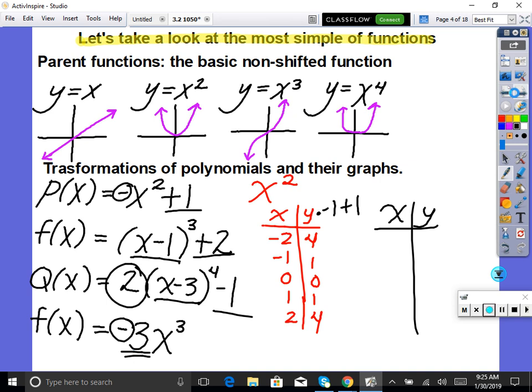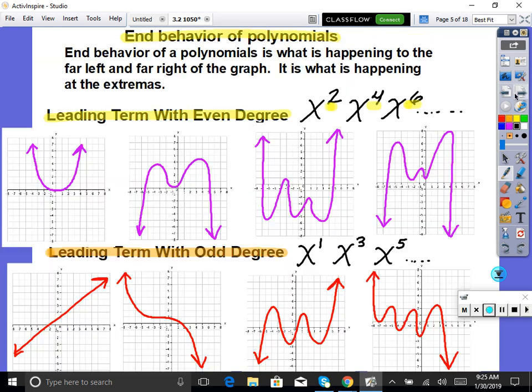Awesome. Okay, now let's talk about polynomials and end behavior, everybody. End behaviors are not what's happening in the middle of the graph, but what's happening on the far left and far right of the graph, at the ends. So I'm looking at the ends here. Right here I have some examples of some different even-degreed polynomials. They're all different degrees, but they're all even degrees. Right here I have some examples of some odd degree polynomials.